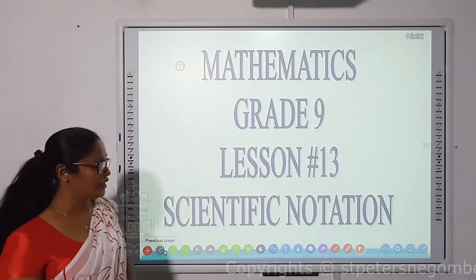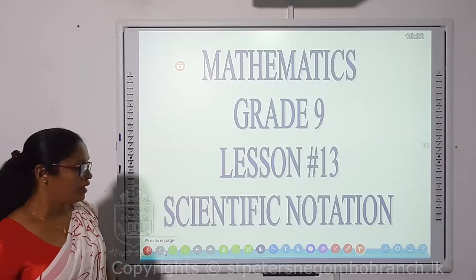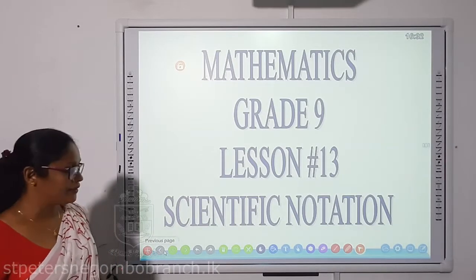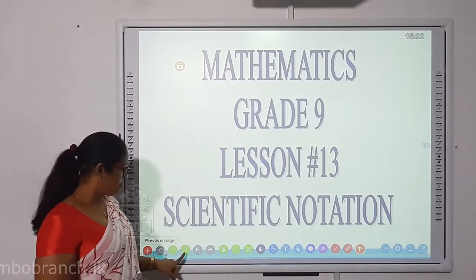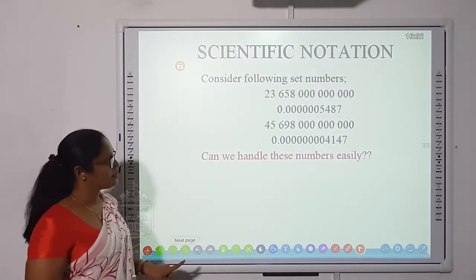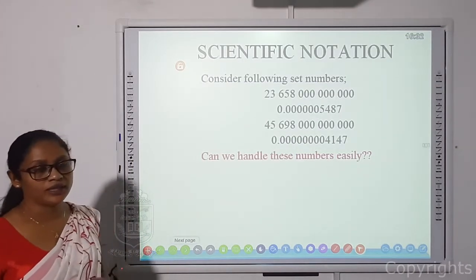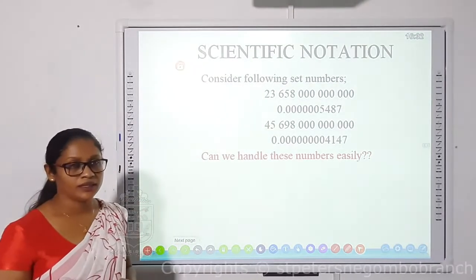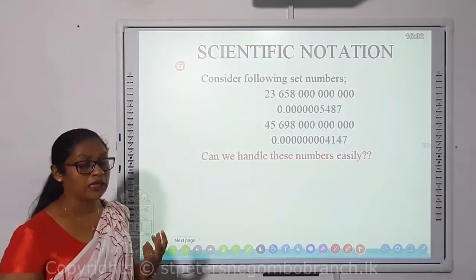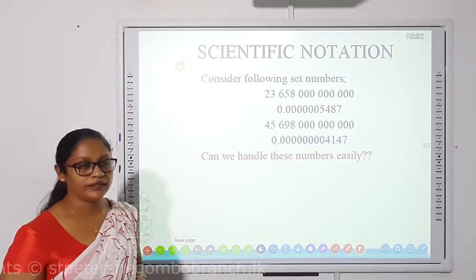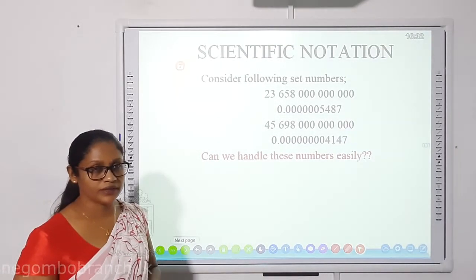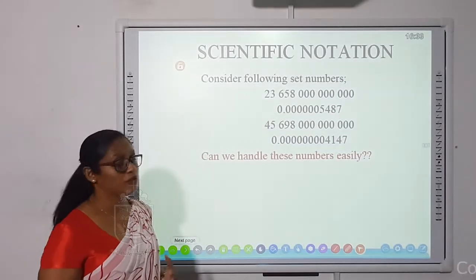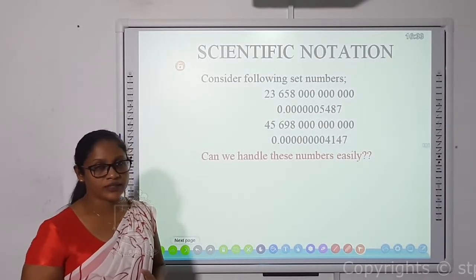So in this session I hope to explain to you the topic of scientific notation. So we will move to the next slide. Before I go to the theory, I should explain some mathematical concepts: multiplying and dividing decimal numbers with multiples of 10. I want to explain that first before I go to the topic of scientific notation.